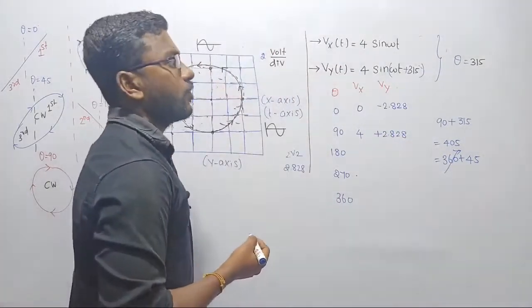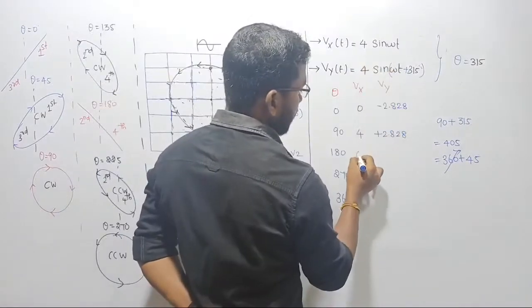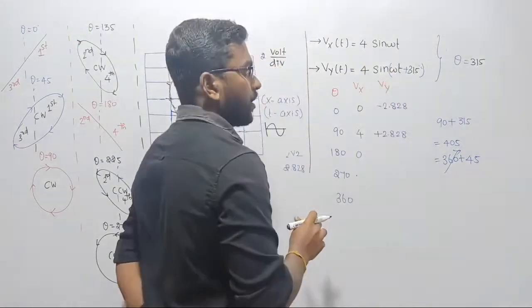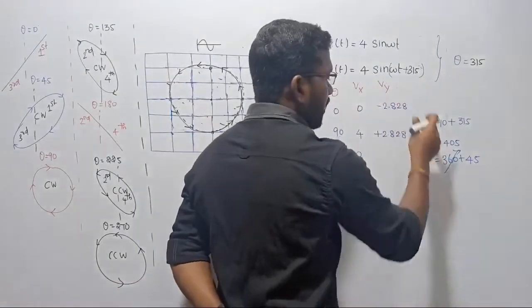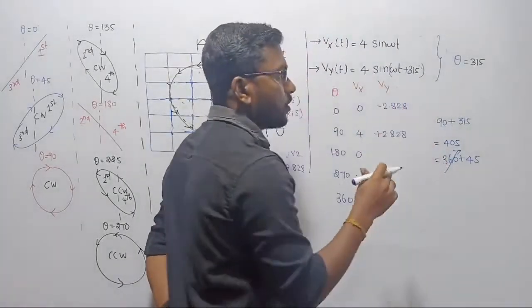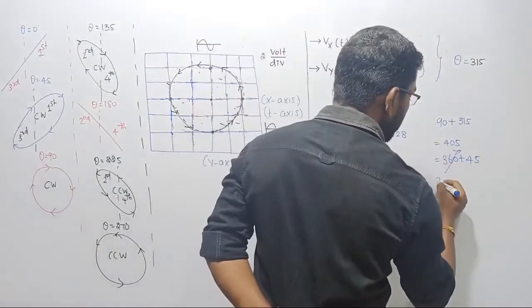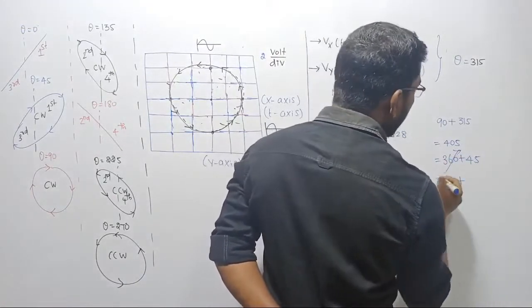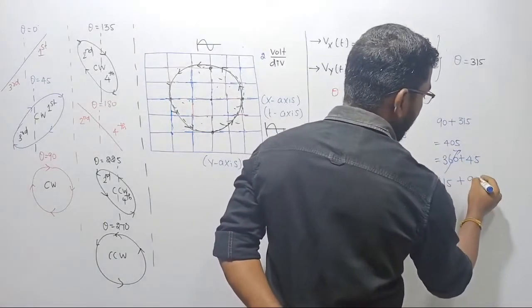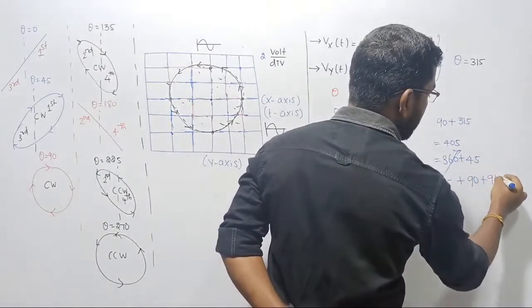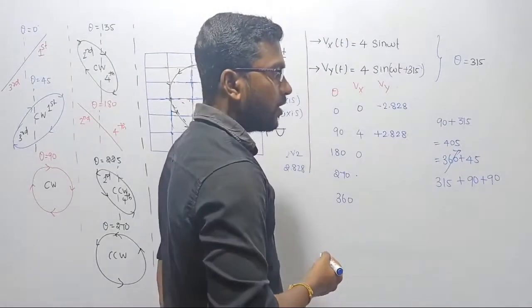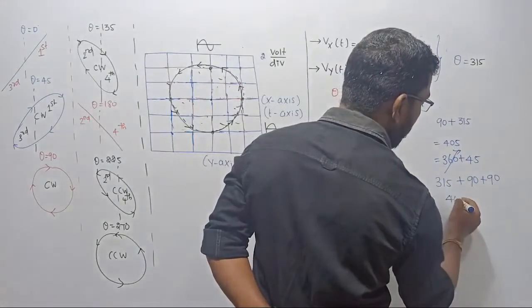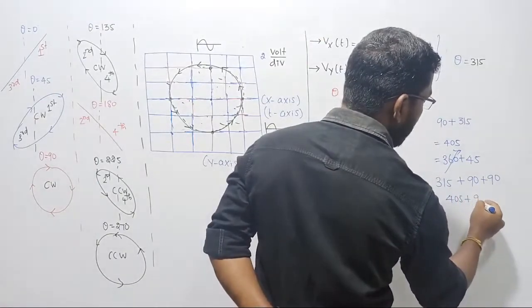Next, sin 180. Sin 180 is 0, and 0 into 4 will become 0 only. Again, sin 180 plus 315. How will you write this one? Let us consider: if I add 315 with 180, which is equal to what? 180 can be written as 90 plus 90. This is much better, right? But we know 315 plus 90 will give you what? 405. Let us consider 405 plus 90.